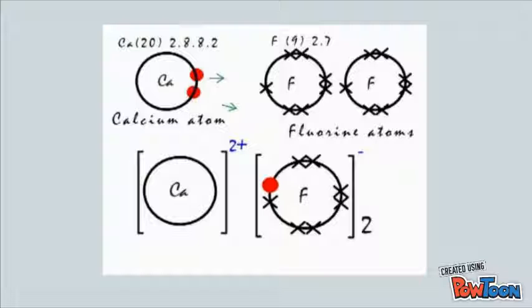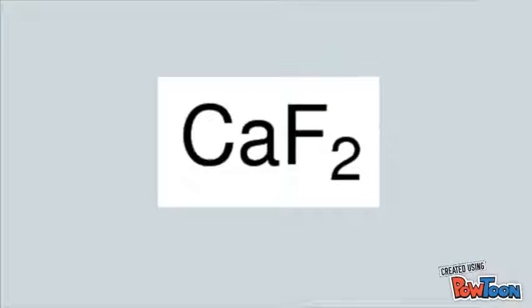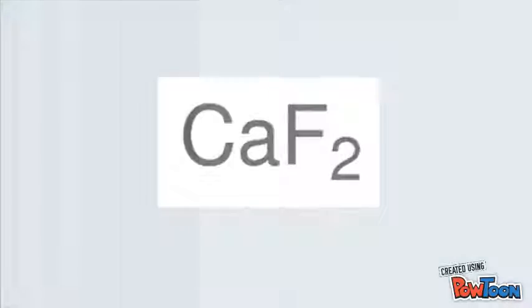The same principle can be applied to calcium fluoride. Calcium is in group 2 and fluoride is in group 7. Calcium needs to lose 2 electrons, therefore 2 fluoride atoms will be required as each atom will gain 1 electron to be stable. Therefore the ratio is 1 to 2. Therefore the formula will be 1 calcium atom and 2 fluorine atoms.